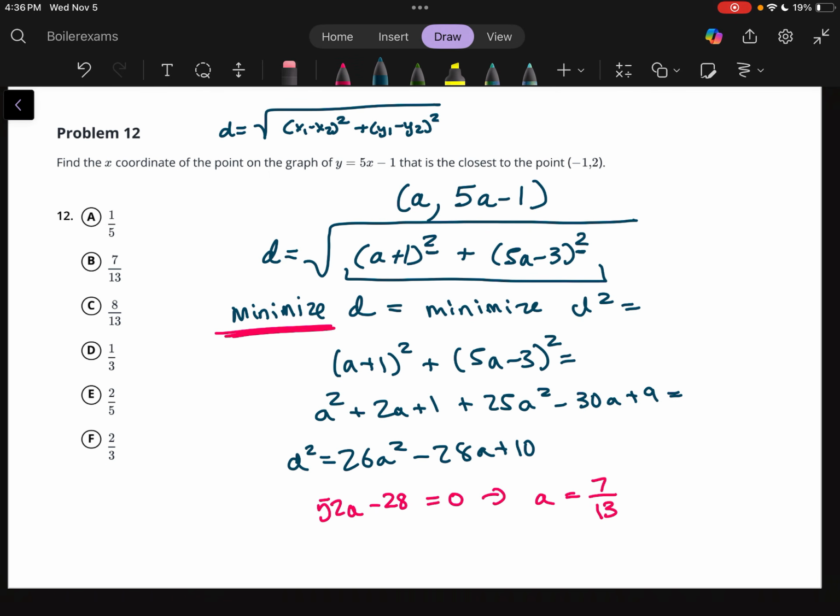So that means that 7/13 is our critical value, and that is the x-coordinate of the point on the graph of y equals 5x minus 1 that is closest to negative 1, 2. So our answer is B.